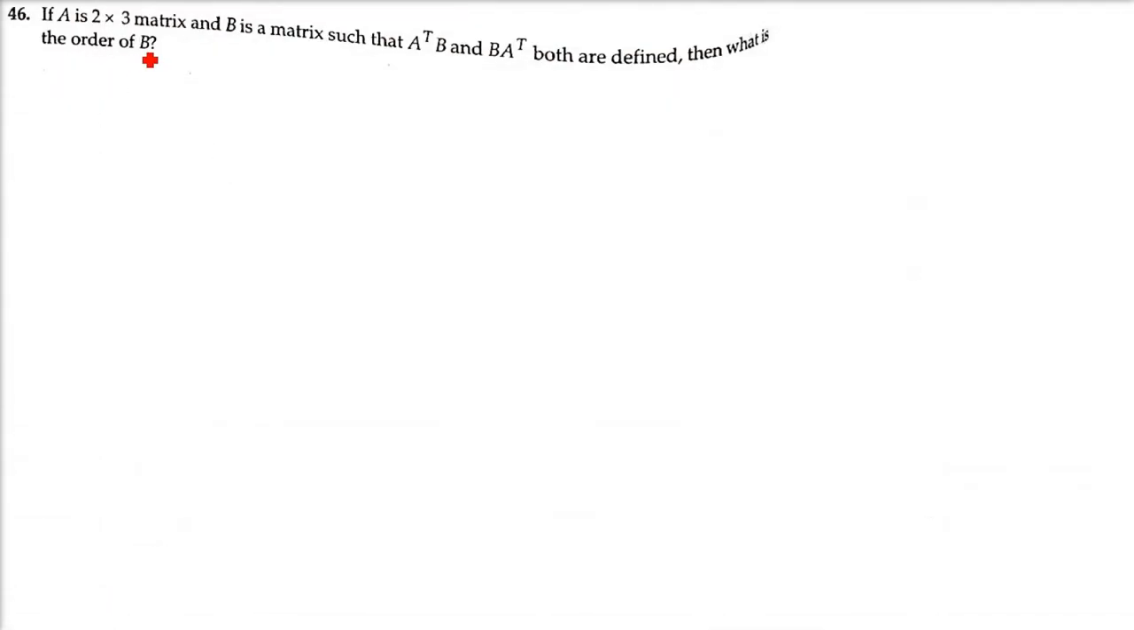If A is 2 by 3 matrix, B is a matrix such that A transpose B and B A transpose both are defined, then what is the order of B? See, A is 2 by 3, B is not given. Let us assume it is row into column or M into N. But A transpose B is defined and B A transpose is also defined. So A transpose will be 3 by 2. If you take A transpose, it will be 3 by 2.